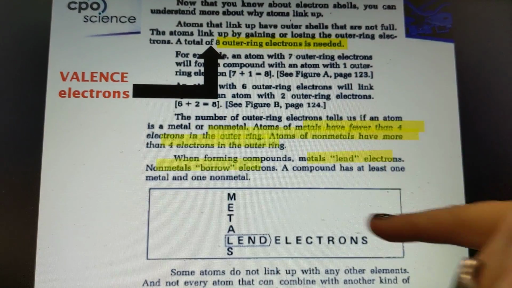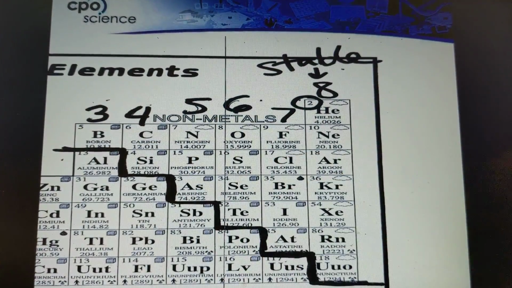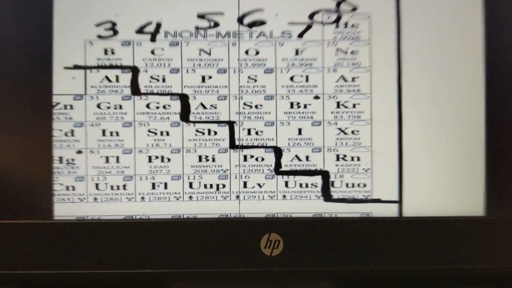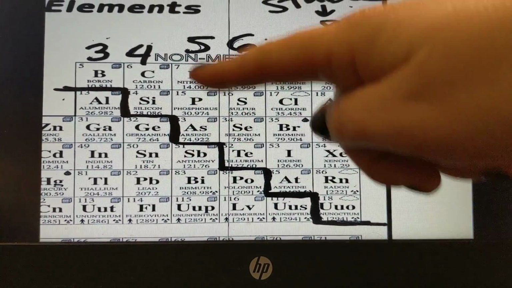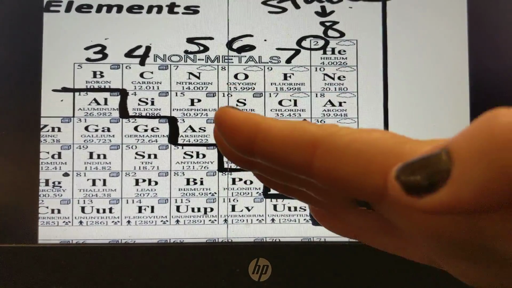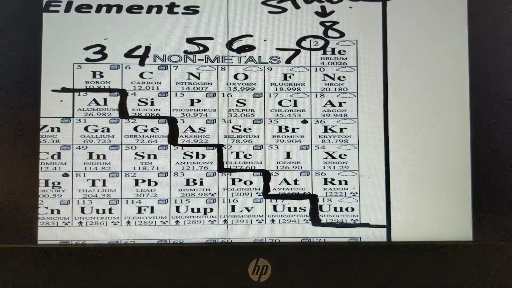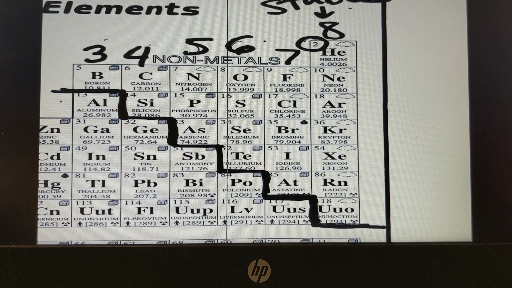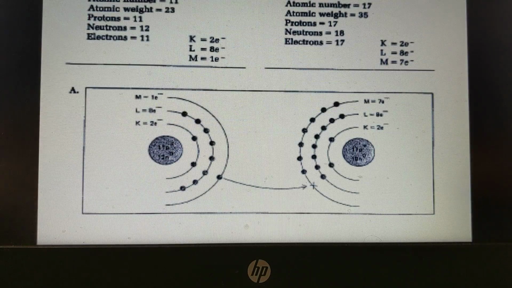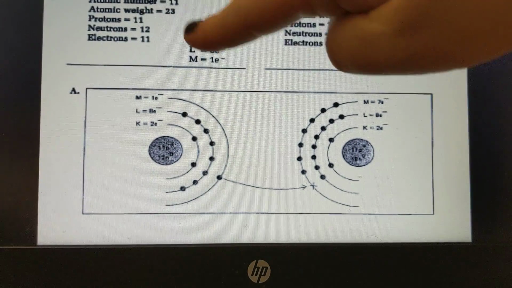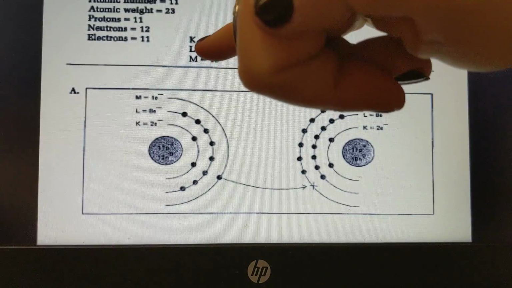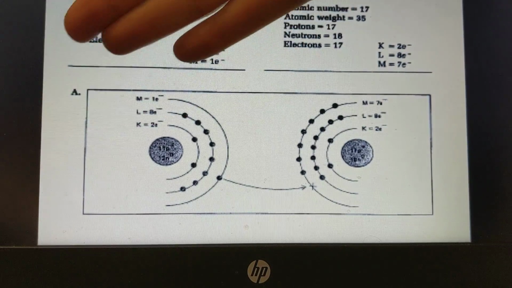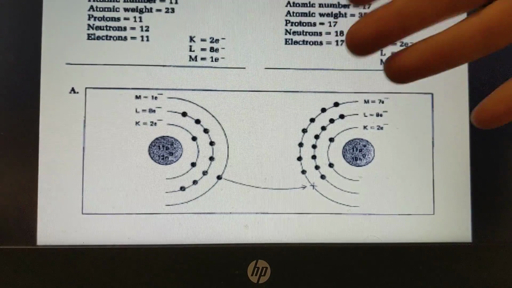Here they're going to review with you about the staircase, which I forgot to mention. The staircase separates our metals from our non-metals. Everything above the staircase is a non-metal, and everything to the left or below the staircase is a metal. So most of the things on the periodic table are metals, with the exception of hydrogen, element number 1. So up here, we're actually going to cross out all this KLM business and not even worry about that. We're just going to look at the valence electrons.